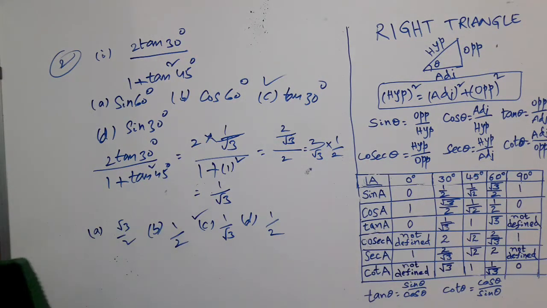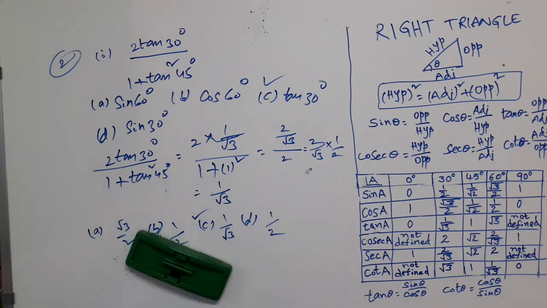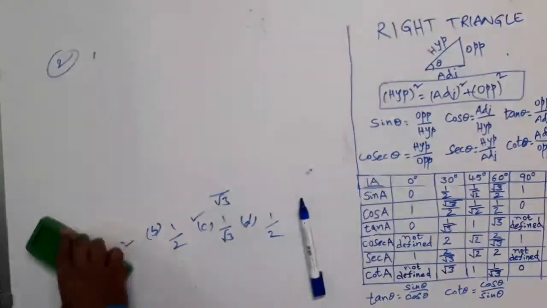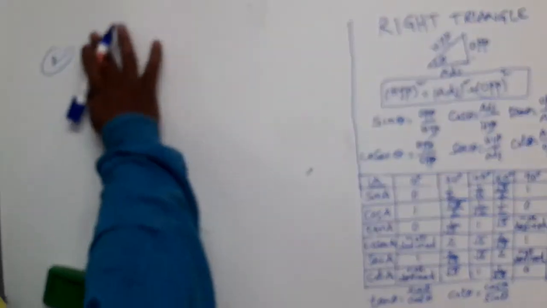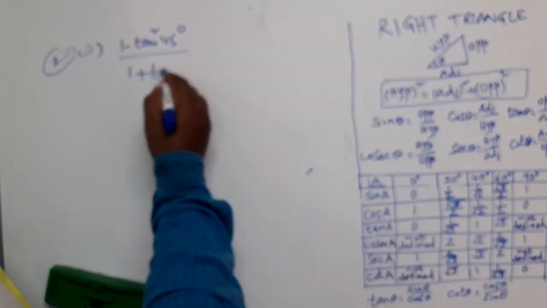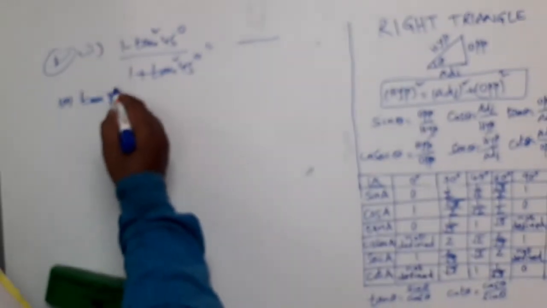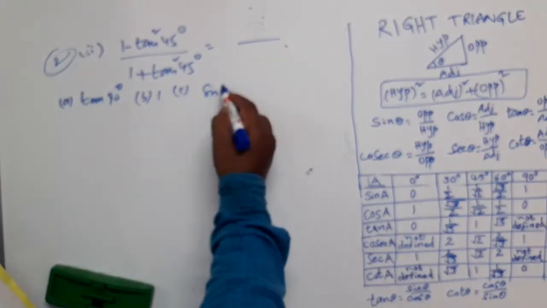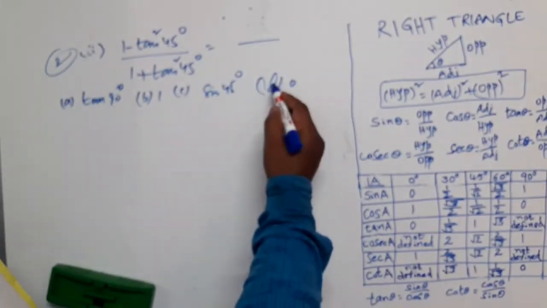Next part is part 2. What is part 2? 1 minus tan square 45 degrees divided by 1 plus tan square 45 degrees. You are supposed to find the value, and the options given are tan 90 degrees, 1, sin 45 degrees, 0.